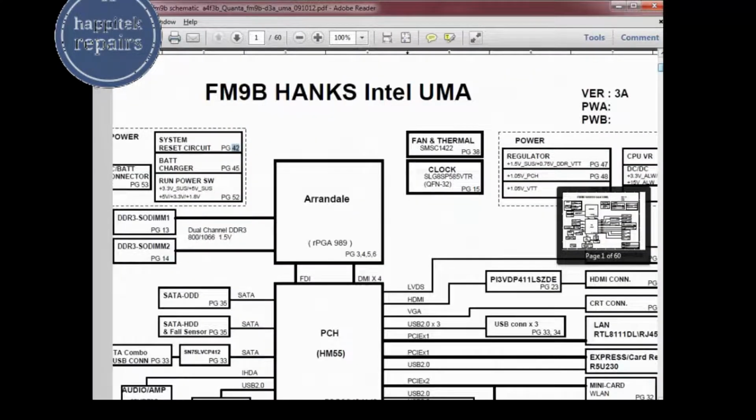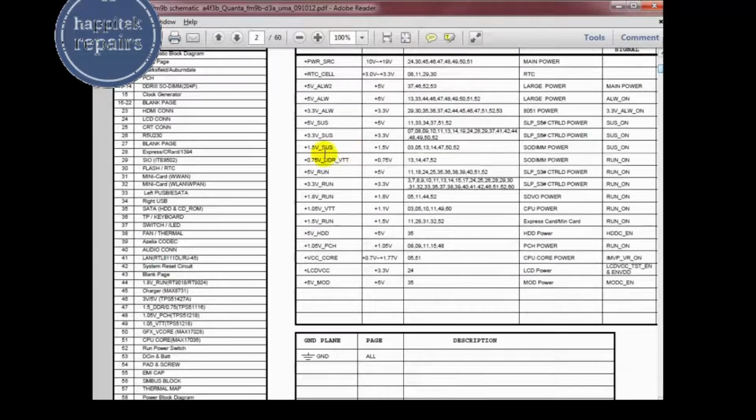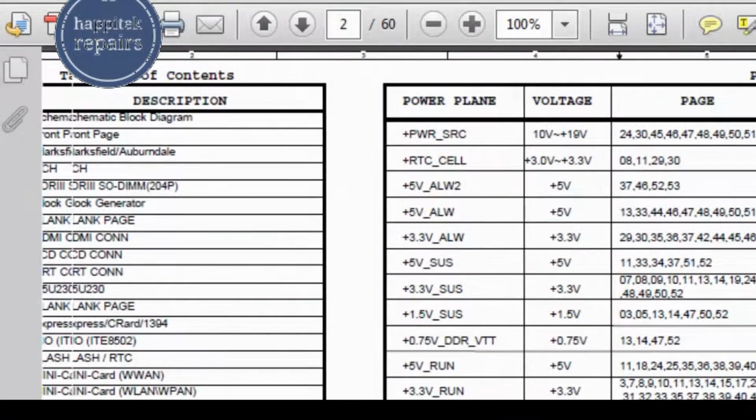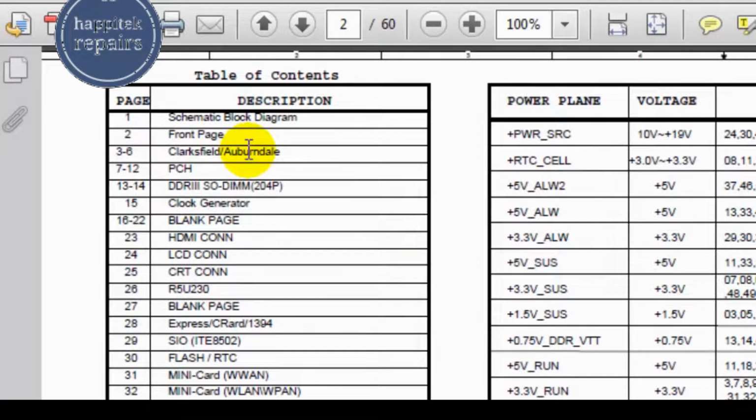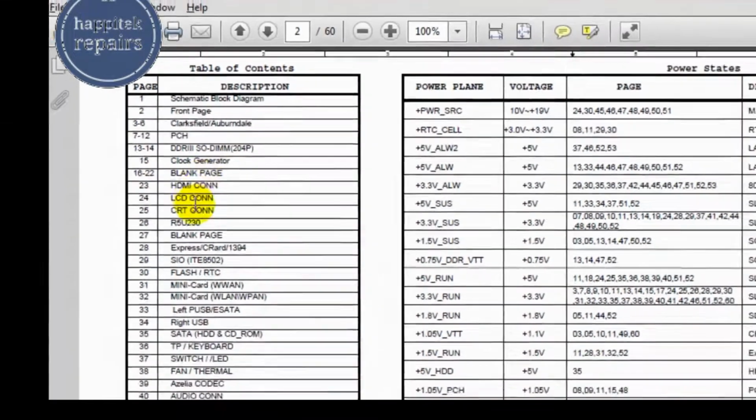Okay, in the second page we will see the page numbers of the ICs. In the second page there is a detail of the page numbers. Page 1 is the schematic diagram, page 2 is the front page, 3 to 6 is the CPU, 7 to 12 is the PCH, 13 to 14 is DDR3, clock generator, blank page, like this.